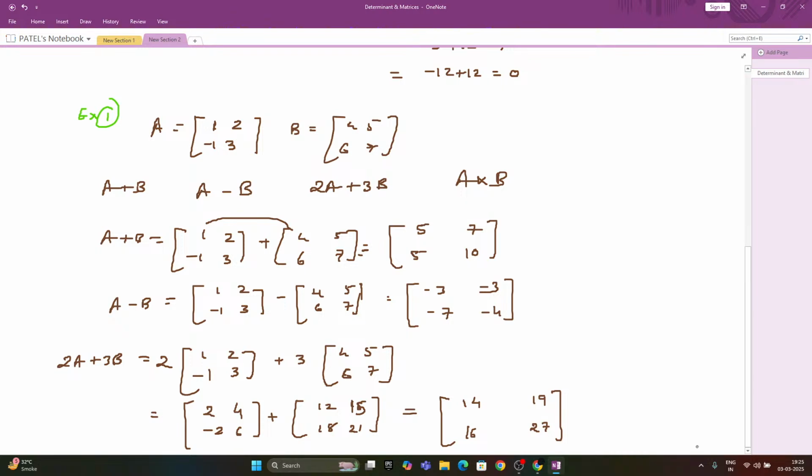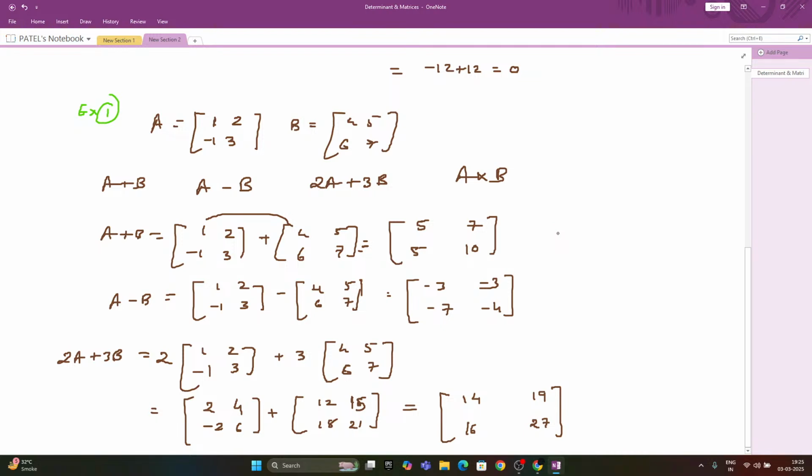Then we have to go for the multiplication. So that multiplication, A into B.